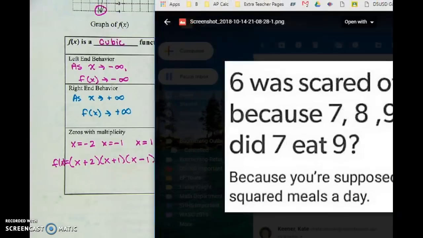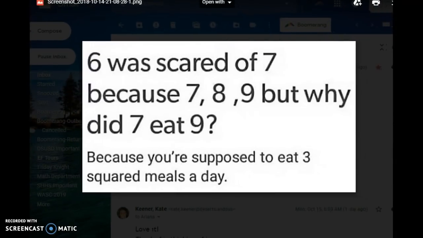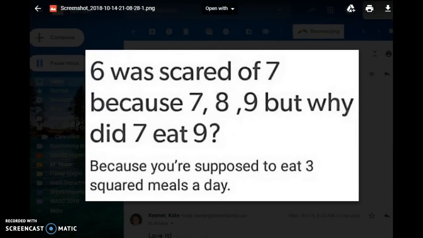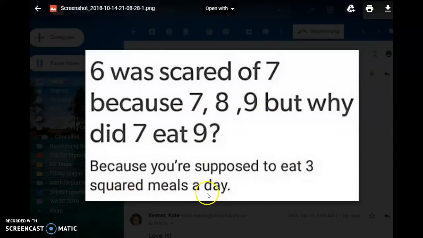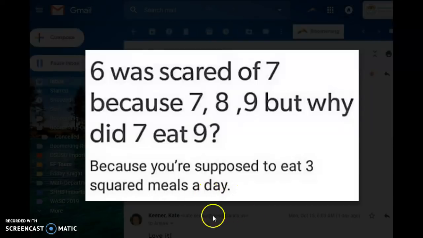A student sent me a joke, so I thought I'd show it to you guys. Here's a joke to end the notes. Six was scared of 7 because 7 ate 9, but why did 7 eat 9? Because you're supposed to eat 3 squared meals a day. Do you get it? 3 squared.